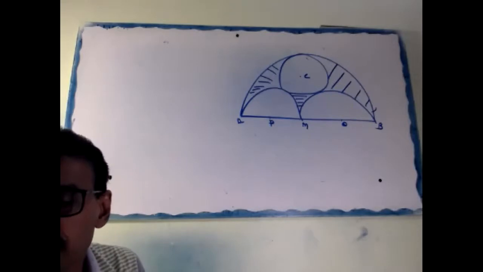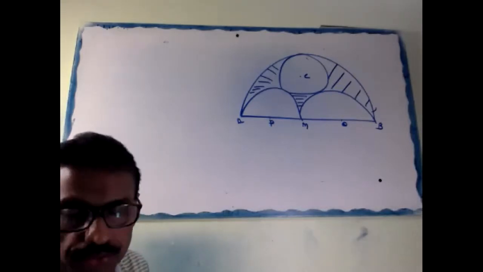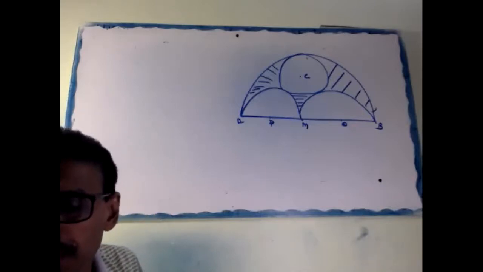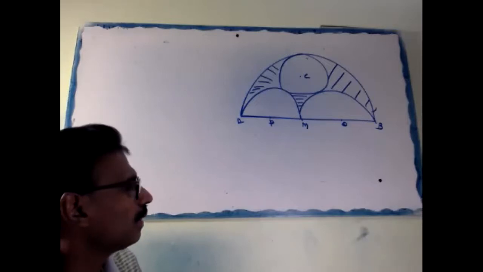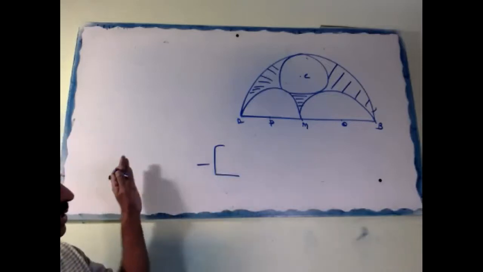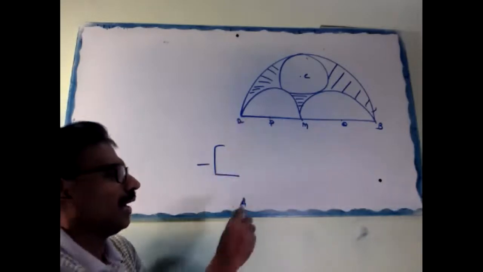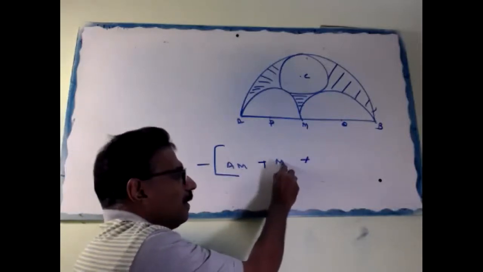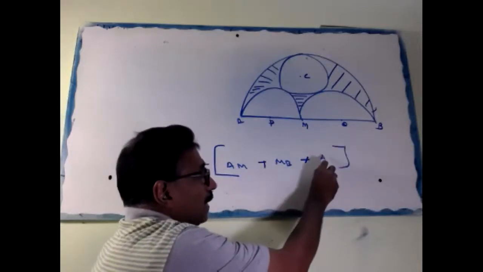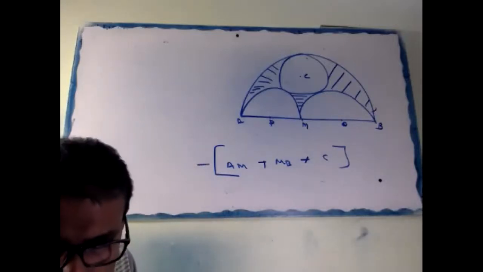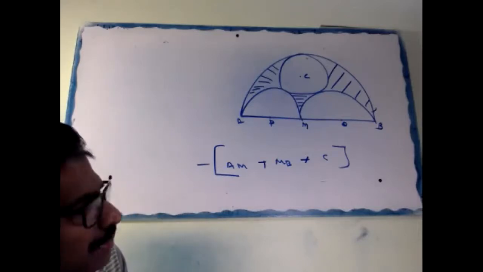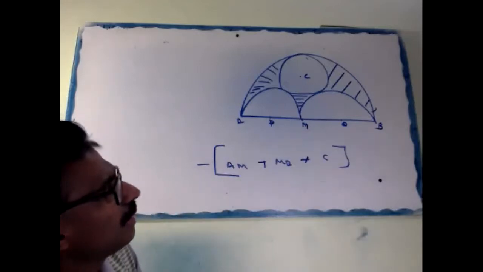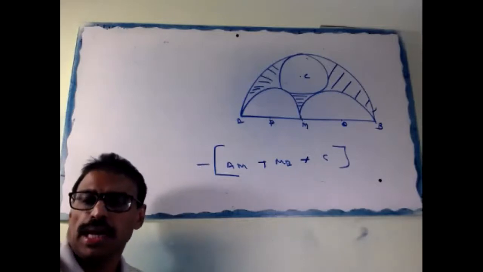Okay, write the first line in your book. Shaded area equals area of the semicircle on AB, minus, in square bracket, area of the semicircle on AM plus area of the semicircle on MB plus the circle with center C. Write the short form only: shaded area equals area of the semicircle on AB minus area of the semicircle on AM plus area of the semicircle on MB plus area of the circle with center C. Plan okay or not?